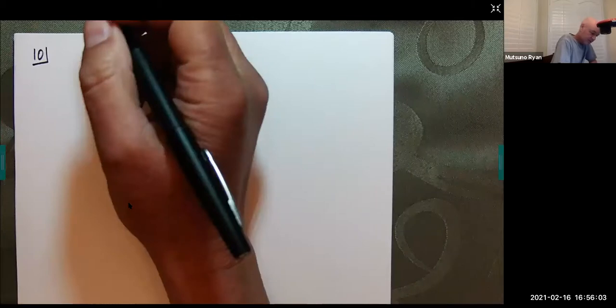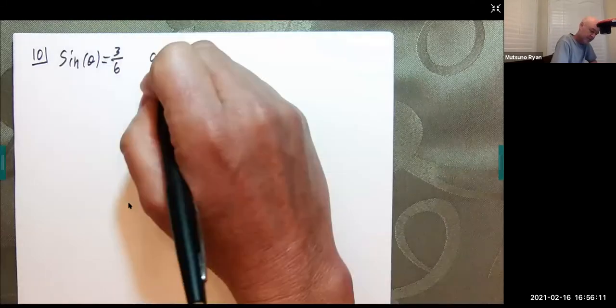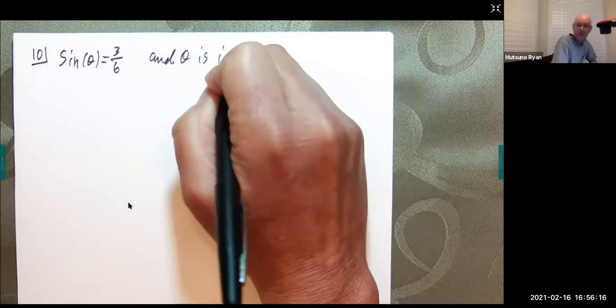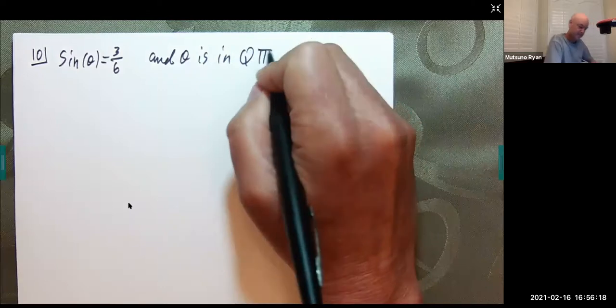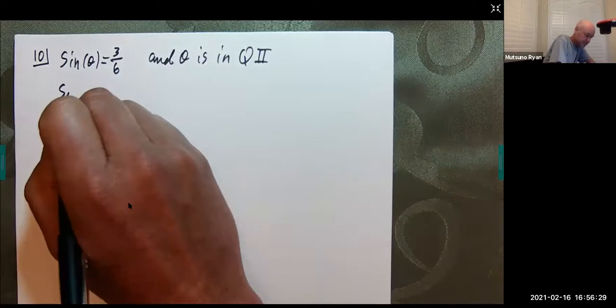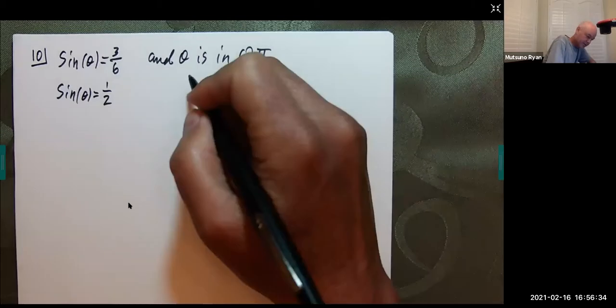Number 10. You say if the sine of theta is 3 over 6, and theta is in quadrant 2, they want us to find the rest of the trig functions. I'm going to reduce this real quick. And I'm actually going to set up a triangle.